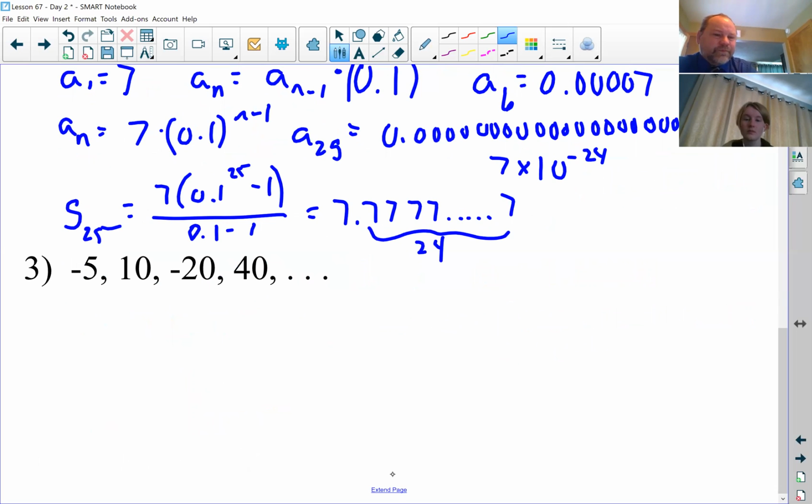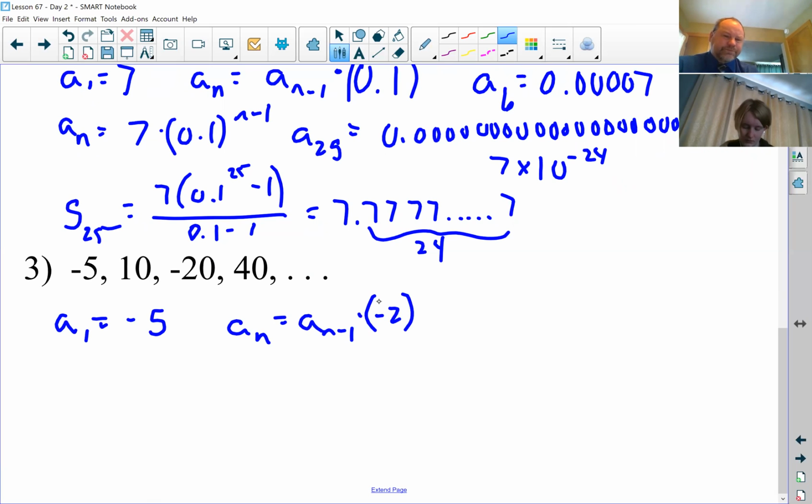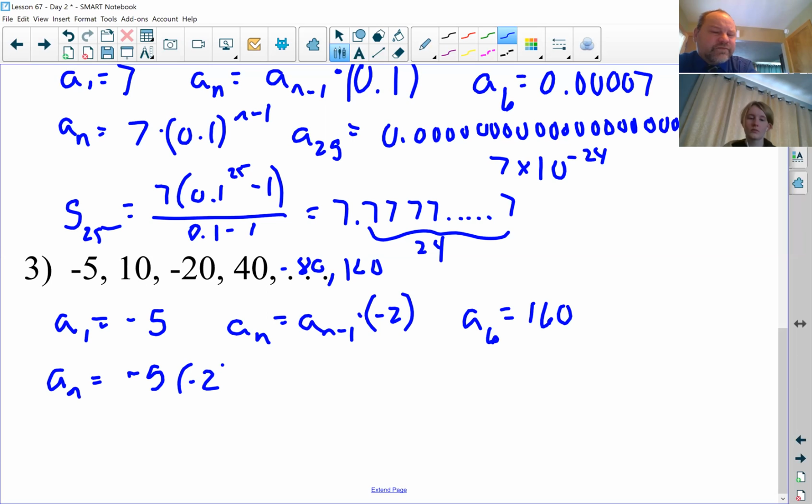And the last one. Again, having one with a positive common ratio, and one that has a decimal as a common ratio, this one is going to have a negative value as the common ratio. Our sixth term is 160. Our explicit form is -5 times -2 to the n minus 1.